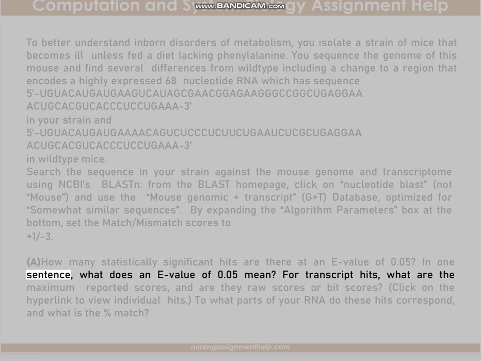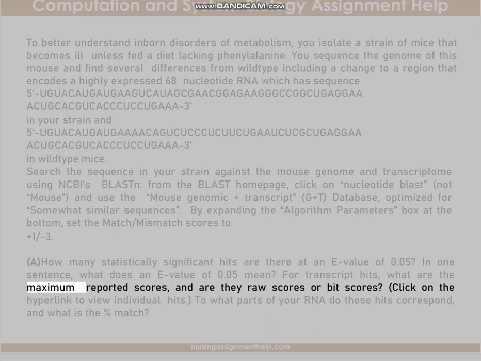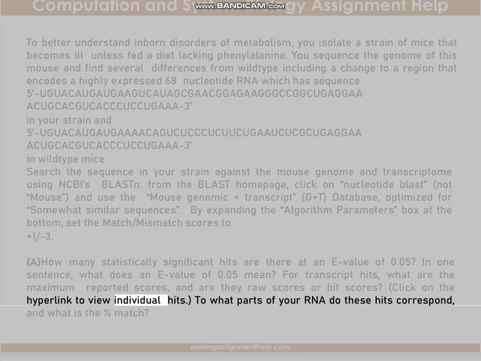In one sentence, what does an e-value of 0.05 mean? For transcript hits, what are the maximum reported scores, and are they raw scores or bit scores? Click on the hyperlink to view individual hits. To what parts of your RNA do these hits correspond, and what is the percent match?